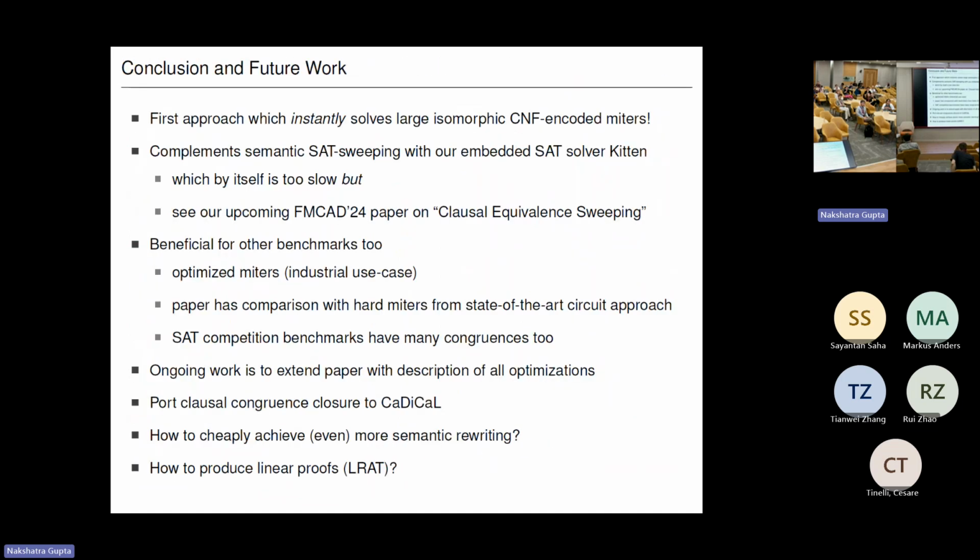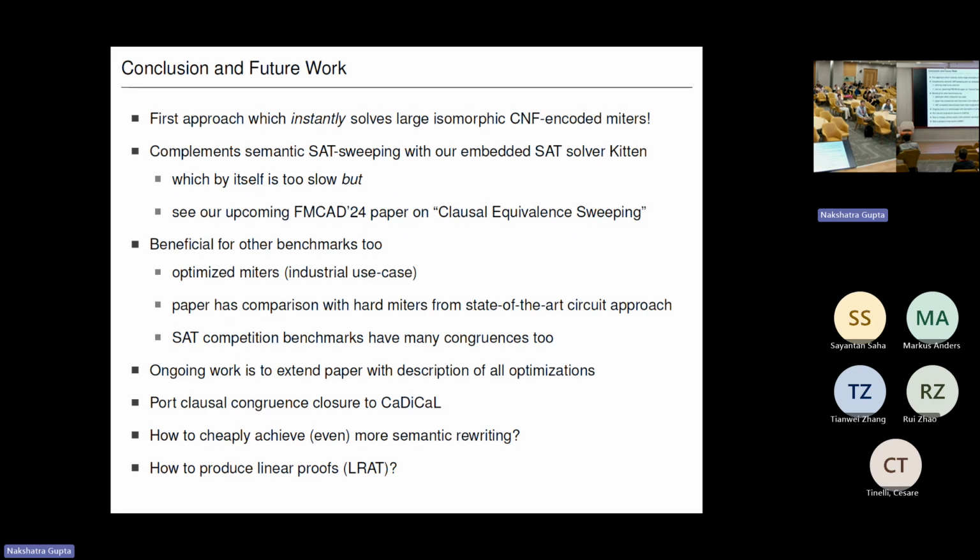So let me conclude. This is the first approach, after I would say I worked on this for 15 years, which instantly solves these benchmarks. And it runs until completion, really, every time there's a probing. So you really extract all the gates you can find, which required quite some engineering. And you can read more about this in the paper.